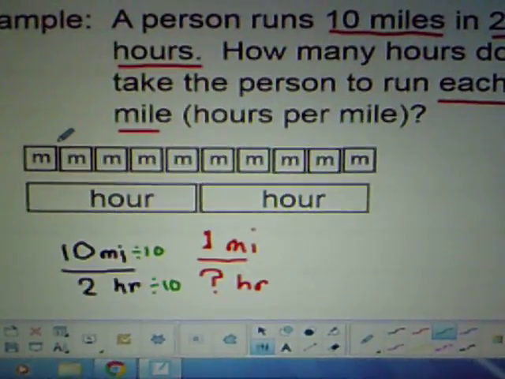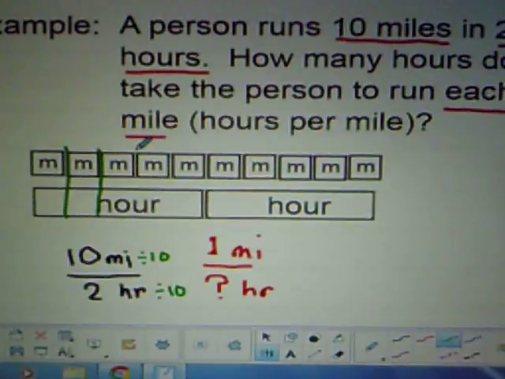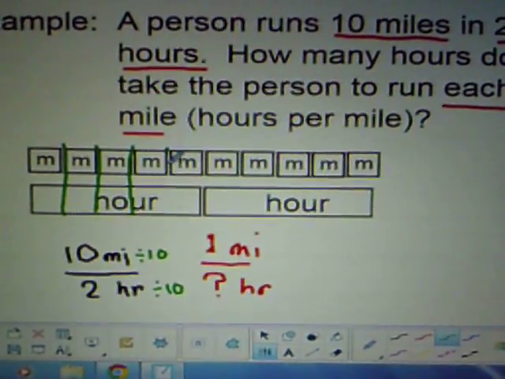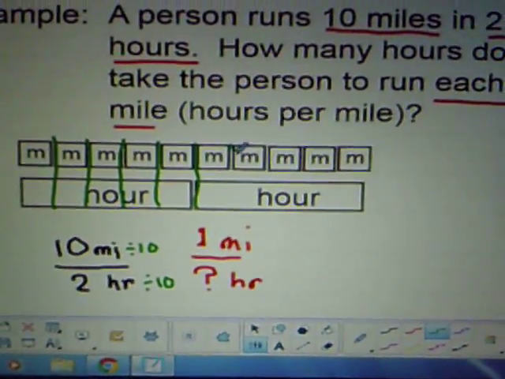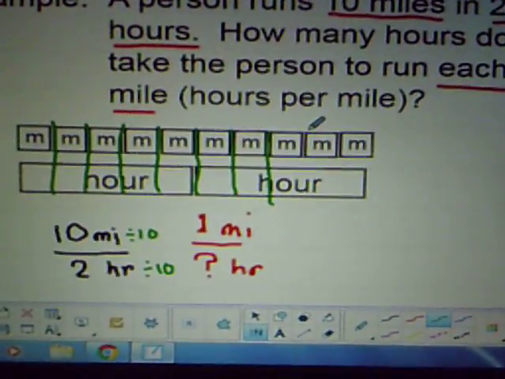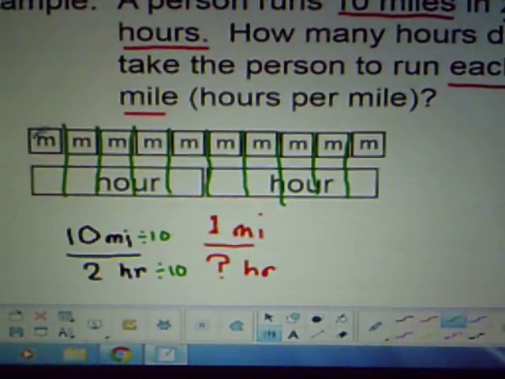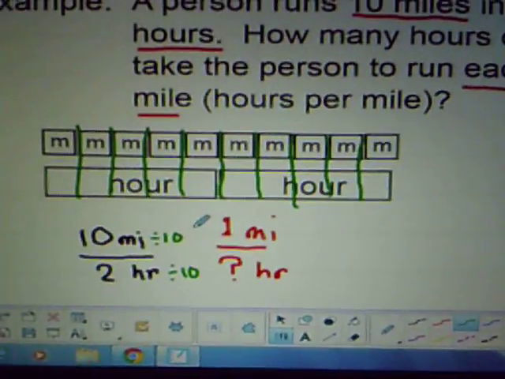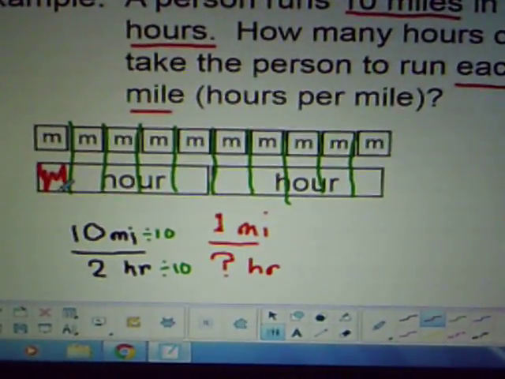So, if you think about it, we're looking at each mile, what part of the hour does that represent? Whereas last question, we were looking at how many miles go with each hour. And if you'll notice, each 1 mile represents just this little piece of an hour.